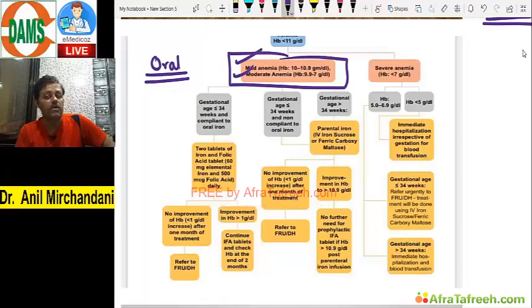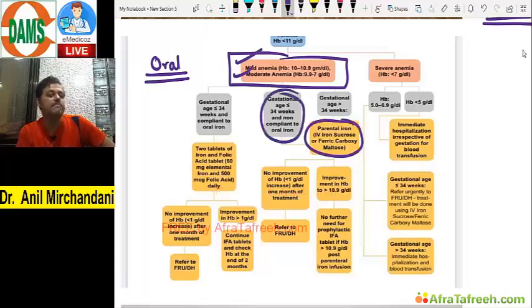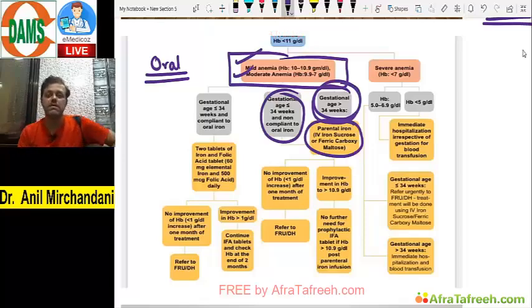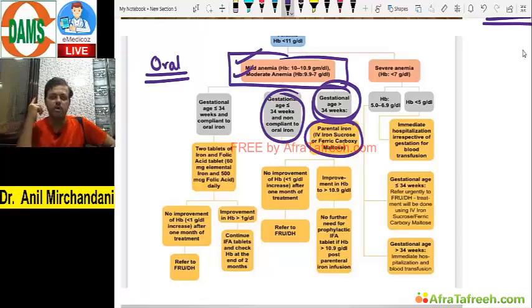What if the patient is non-compliant or intolerant? Then you are going to give injectable iron therapy. Mild, moderate anemia, oral iron therapy; non-compliant or intolerant, injectable iron therapy. What if mild, moderate anemia and she is more than 34 weeks? That means late 3rd trimester. Then you don't have time. You will always resort to injectable iron therapy. That's what I told you. Mild or moderate anemia with 34 weeks plus, you should give injectable iron therapy.